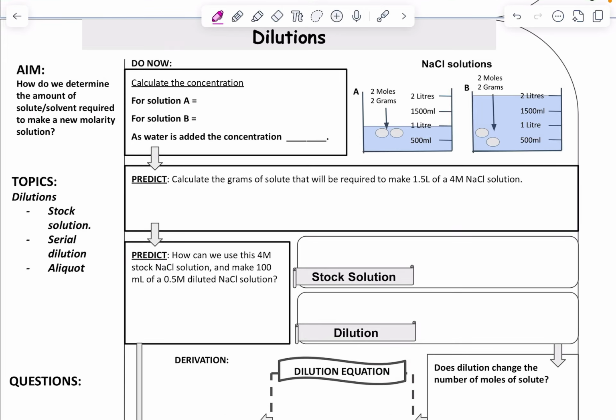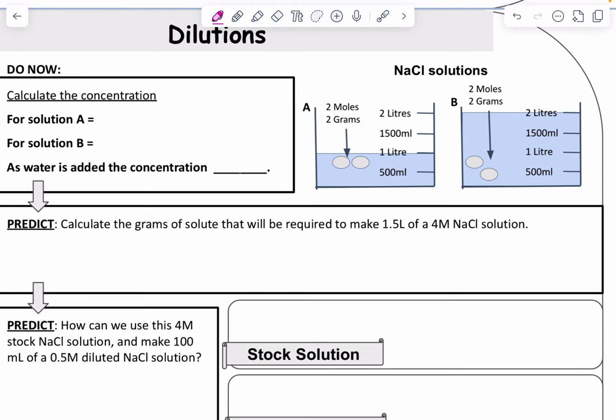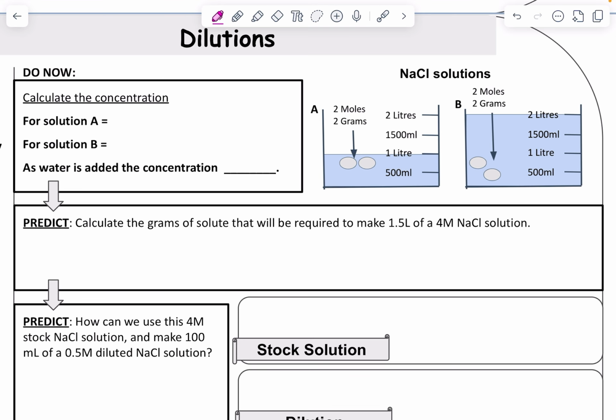Hi everyone, let's open up to lesson 10.5. We're going to talk about diluting solutions. So here we are given two sodium chloride solutions. Both of them have 2 moles of the solute, as we can see. And the only difference is in the first one, the 2 moles of the solute are dissolved in a 1 liter solution, and in the second one, they are dissolved in a 2 liter solution.